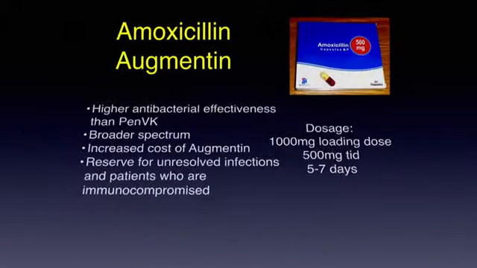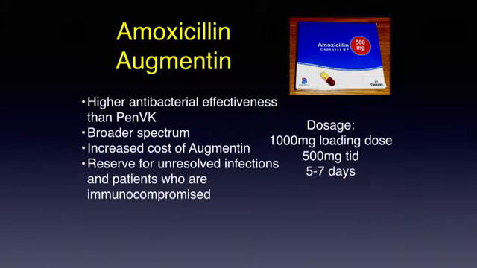Amoxicillin and Augmentin, which is amoxicillin plus clavulanic acid, have a higher antibacterial effectiveness than PenVK. But because they have a broader bacterial spectrum, we typically reserve these medications for unresolved infections and patients who are immunocompromised. Augmentin tends to be more expensive. There is a generic form that has become available just in the last few years, but even the generic form still costs about $80 to $90. One thing to note is that the dosage is 3 times a day as opposed to the other antibiotics, which are taken 4 times a day.